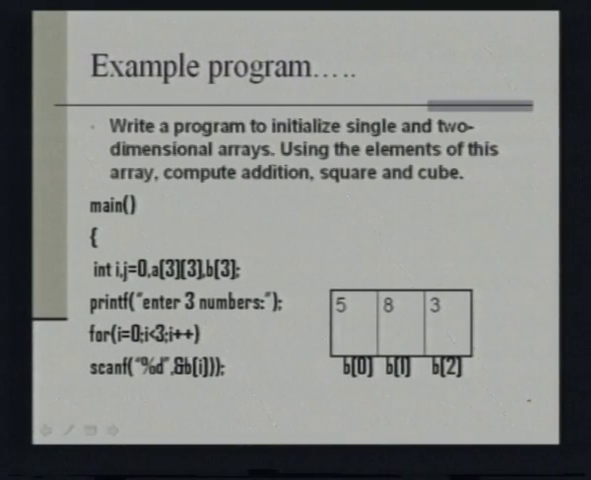So this is an example program for a 2D array. I am going to initialize single and two-dimensional arrays, and I am going to perform addition, squaring and cube. So how do I do it? Here I am using both a 1D array as well as a 2D array.